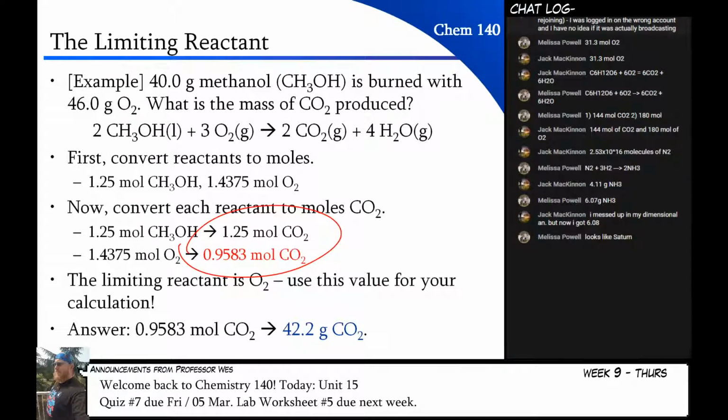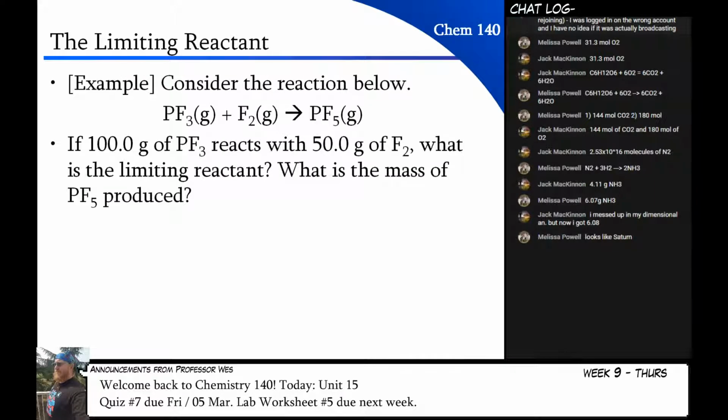All right, so let's have you try one on your own. I'm going to give you these phosphorus fluoride compounds. We're going to react them with fluorine. I'm going to give you 100 grams of PF3 and 50 grams of F2. What's the limiting reactant and how much PF5 is made as a result?